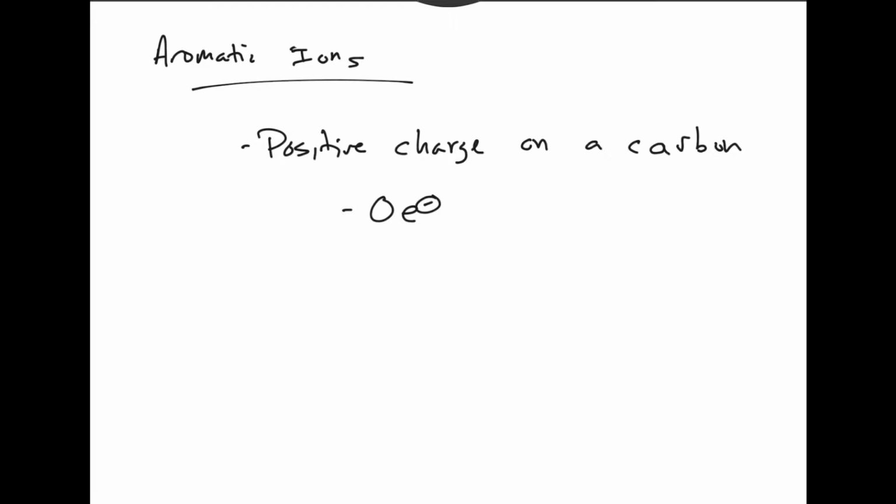So a positive charge on a carbon gives you 0 electrons towards your electron count, but gives you 1 p orbital. So the carbon that has a positive charge on it has a p orbital, but because all a carbocation is an empty p orbital, it gives you no electrons to your electron count.